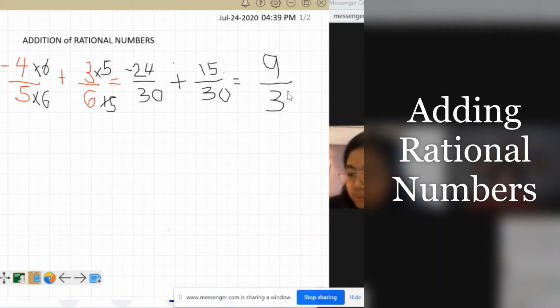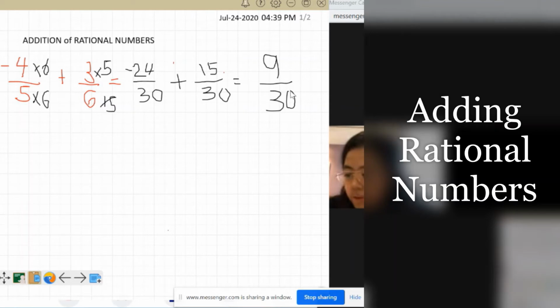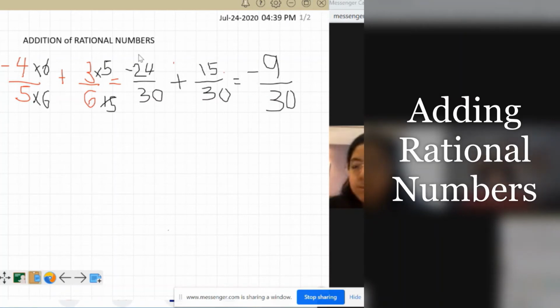But what will be the sign of this fraction? Will the sign of this fraction be positive or negative? Shaya, it's negative. Why is it negative? Because the bigger number 24 has the sign negative. So the answer here is negative 9 over 30. Is this the final answer? No. Why? You can simplify it. How are you going to simplify? What is the simplest form of 9 over 30? Negative 3 over 10.